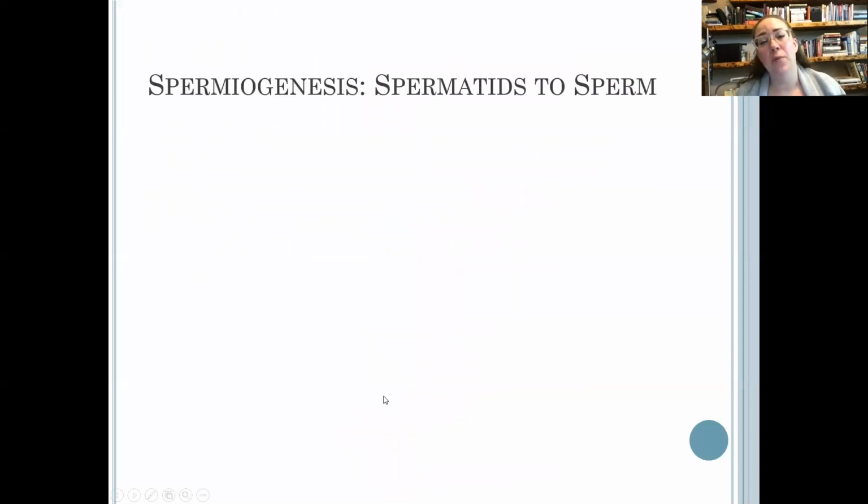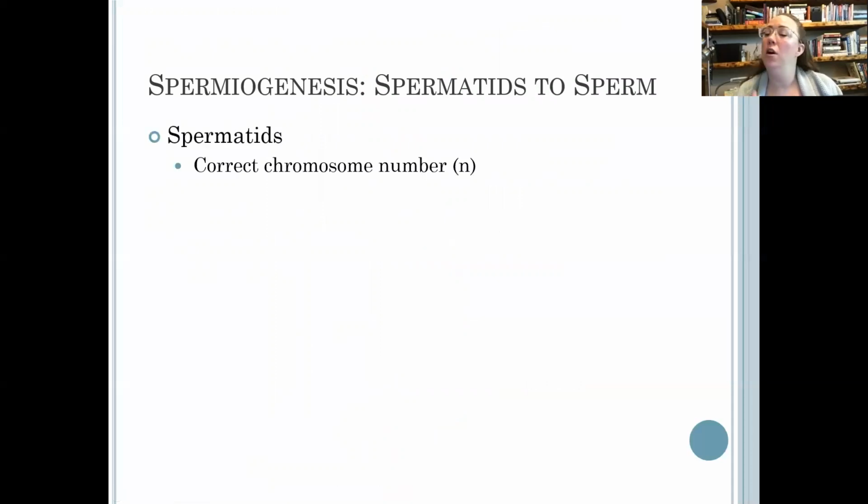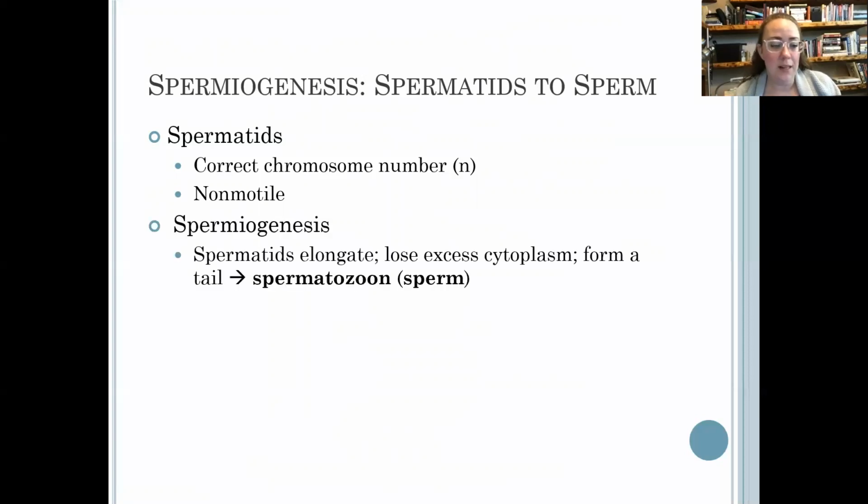So now, how do we get from that kind of immature version of a sperm called a spermatid all the way to fully functional sperm? And that is the process called spermiogenesis. And so the spermatids have the right number of chromosomes. We split it all up, we're good to go there. But there's still some changes that have to be made. They're still not motile, so we've got to give them motility. And so through the process of spermiogenesis, the spermatids elongate, they lose excess cytoplasm in the cap region, and they form a tail. And then finally, once they have that, then they're full-on, full-fledged sperm at that point.